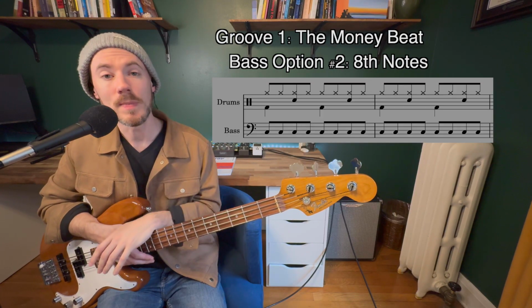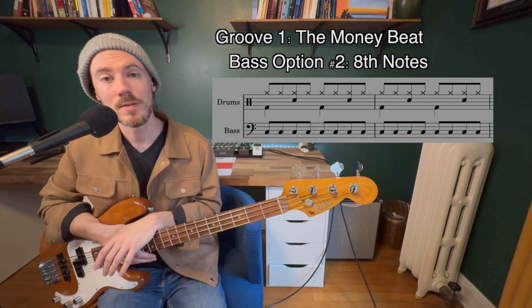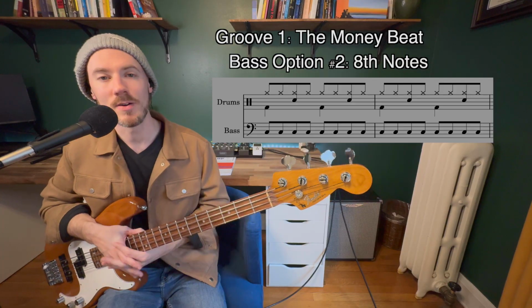Bass player is still basically just playing the root note of the chords, but this time eighth notes.